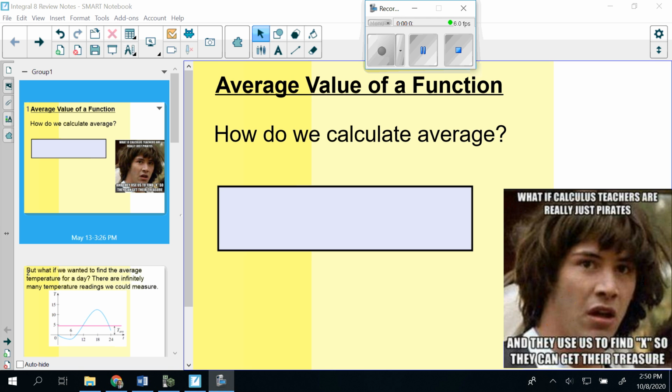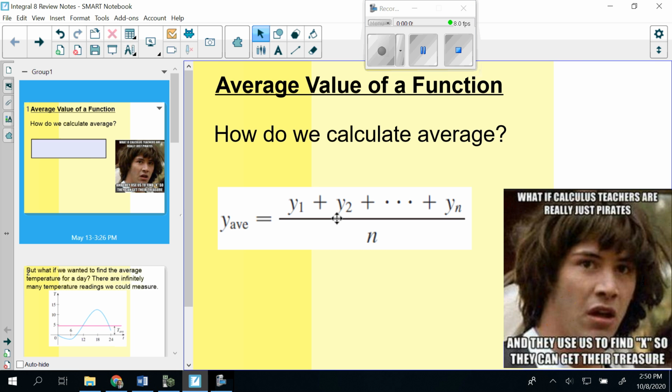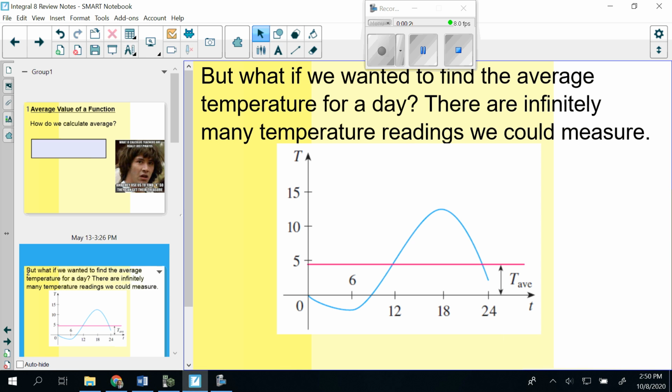All right, average value of a function. How do we calculate average? Well, in general, you should know that if you want to find average, you just add up how many things you want to average and divide by the number of things that you added up. But what do we do if we have a situation like this where we wanted to find the average temperature for a day? There's infinitely many temperature readings that we could measure throughout that 24 hours. How do we get that average?